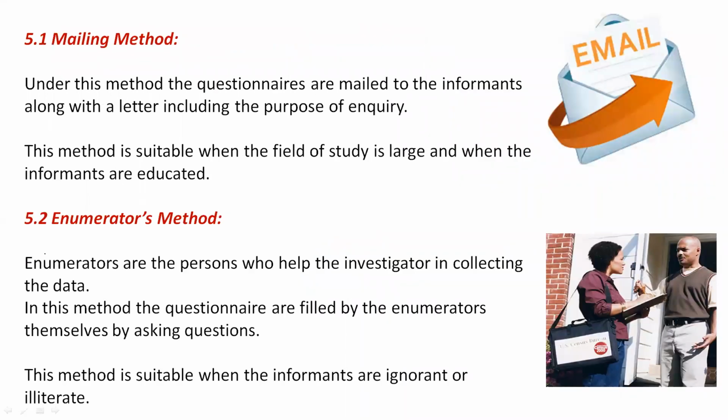So the mailing method, as the name itself says, uses mails: sending the questionnaires with the help of mails. When we have to reach a large public, when we have to cover a wide area of investigation, this method can be used. If we only have the email id of the informant, we can send this questionnaire to the informants, and at a time the mail could be sent to thousands of people, right?